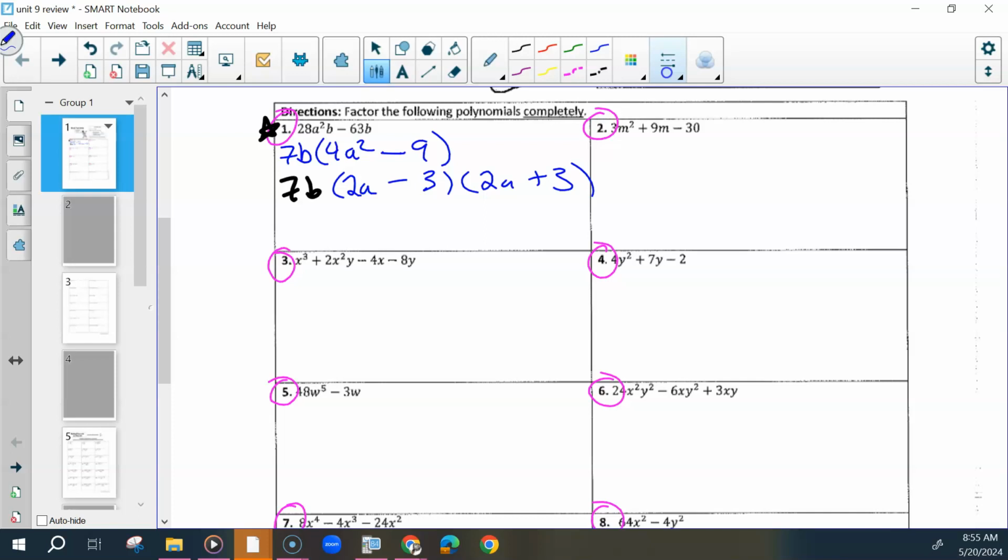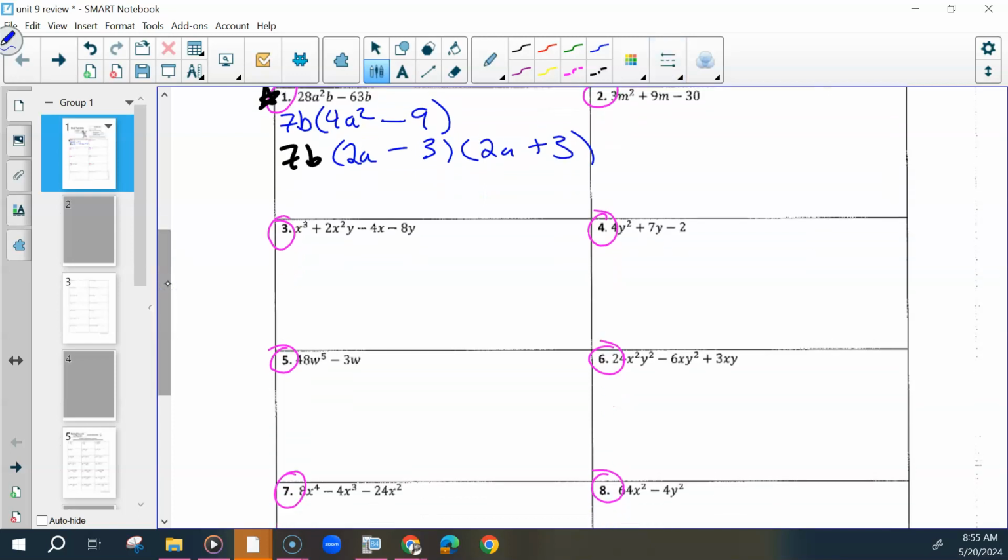What other factoring questions do we have? Number 4. Number 4 is one of your trinomials. Always look for a GCF first. Does it have one? No. So this is a trinomial with a doesn't equal 1. So you're going to multiply the first and the last. And you're going to find two numbers that multiply to be -8 but add to be 7.